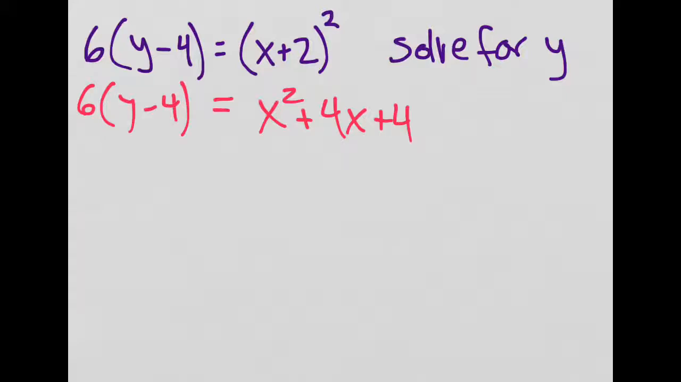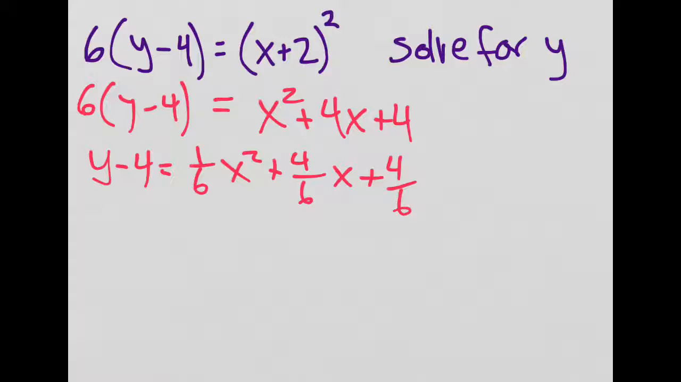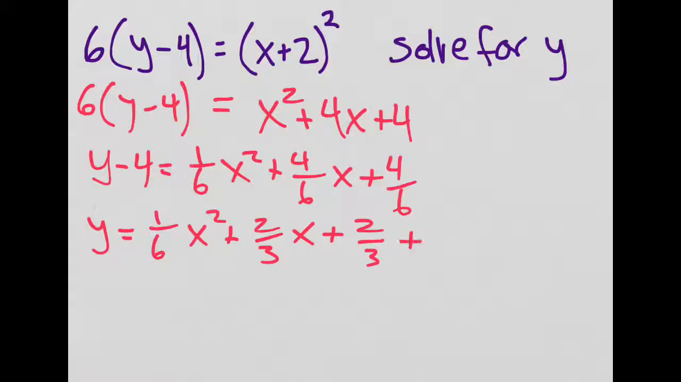And now, again, we're trying to solve for y. So let's divide everything by 6. And what I'm going to do is write this as y minus 4 equals 1/6 times x squared plus 4/6 x plus 4/6. I can simplify stuff later. That should work for me for now. And then I'm going to add 4 to both sides, so I'll have my 1/6 x squared plus 4/6, which I'm going to write as 2/3 x plus 2/3, and now plus 4. So now that I've solved this equation for y, I can go ahead and take the derivative.